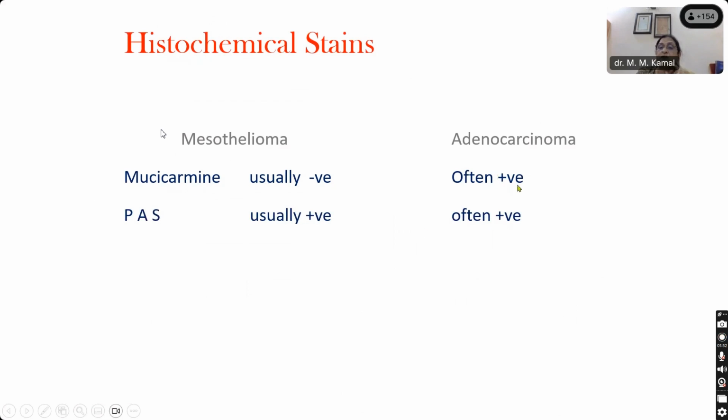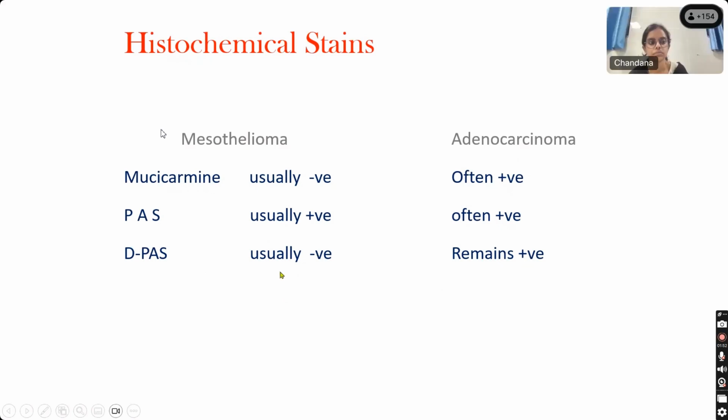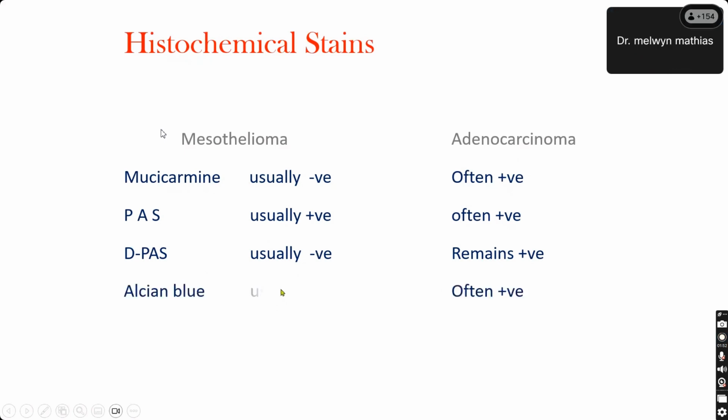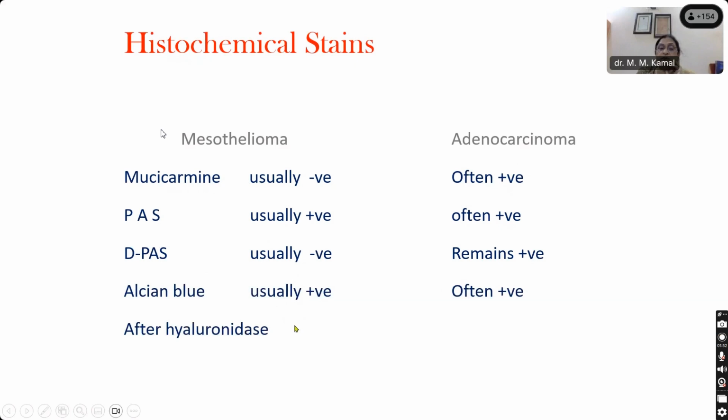In adenocarcinoma, it will be positive. PAS will be positive both before and after diastase digestion in adenocarcinoma. But in mesothelioma, it will be negative after diastase digestion. Alcian blue will be positive in both. And if you are suspecting mesothelioma, after hyaluronidase digestion the mucin will be digested in mesothelioma, and it remains positive in adenocarcinoma.